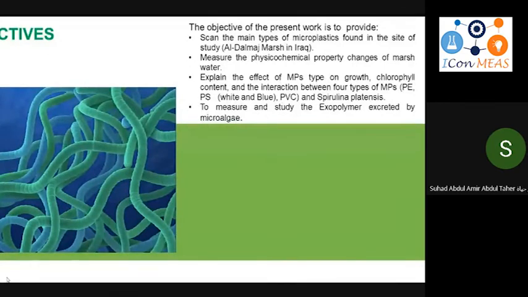The objectives of our work: scan the main types of microplastics found in the study sites at Dalmaj marsh, measure the physicochemical property changes of the marsh water, and explain the effect of microplastic type on growth, chlorophyll content, and the interaction between four types of microplastics: polyethylene, polystyrene white and blue, polyvinyl chloride, and Spirulina platensis. Also, to measure and study the exopolymer excreted by the microalgae.